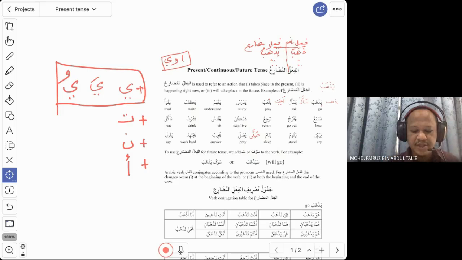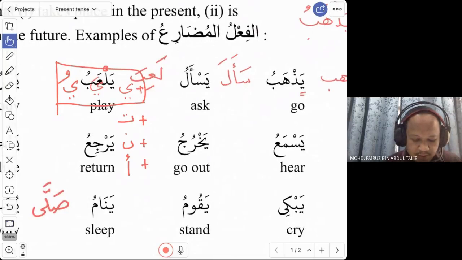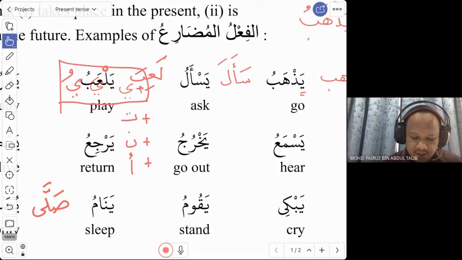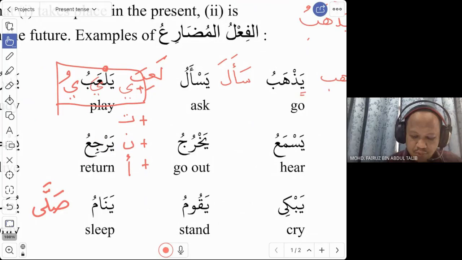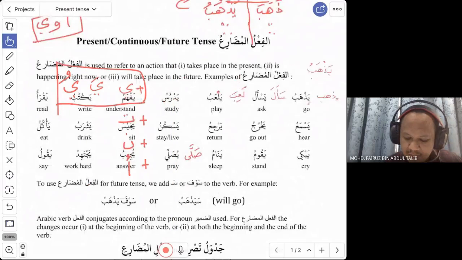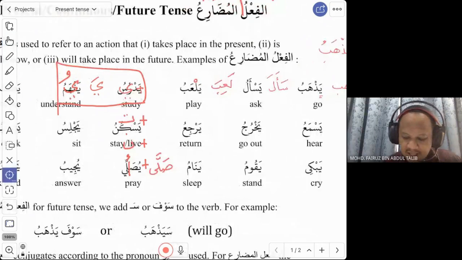But at the moment, just remember, you can add ya, you can add ta, you can add nun, you can add alif. So for example, for the word yazhabu, if you use the ya, then it becomes yazhabu. But if you use the ta, it becomes tazhabu. If you use the alif, it becomes azhabu. If you use the nun, it becomes nazhabu. So if you see any of these letters in front of a verb, alif, ta, ya, and nun, these are all the fi'il mudhari'.